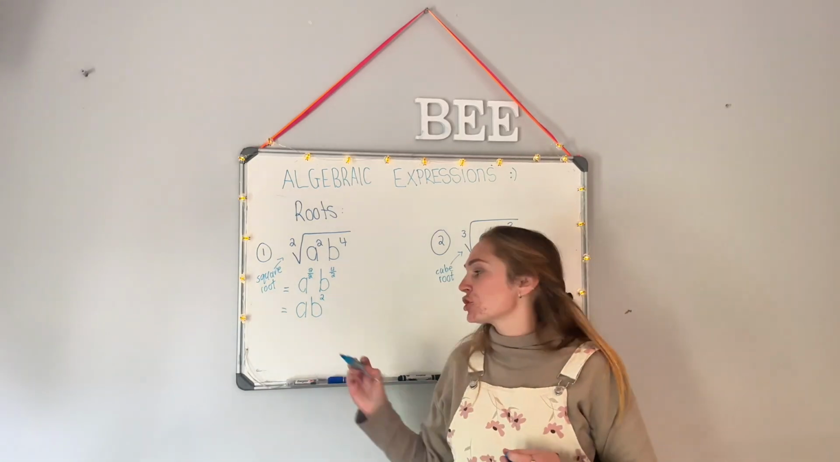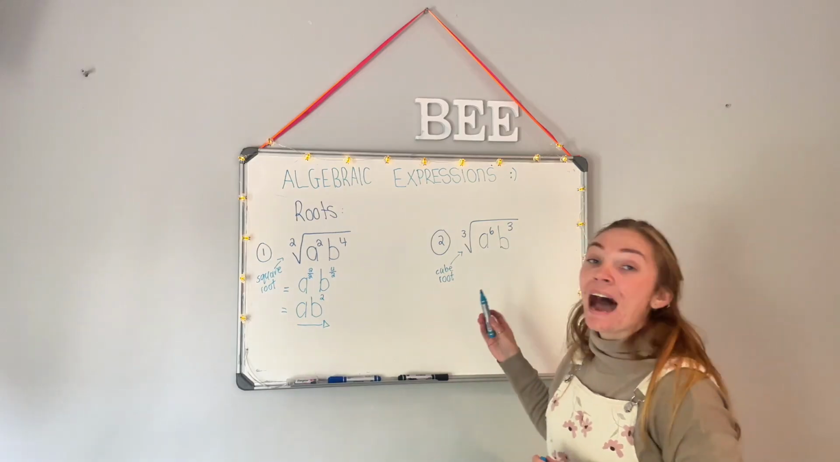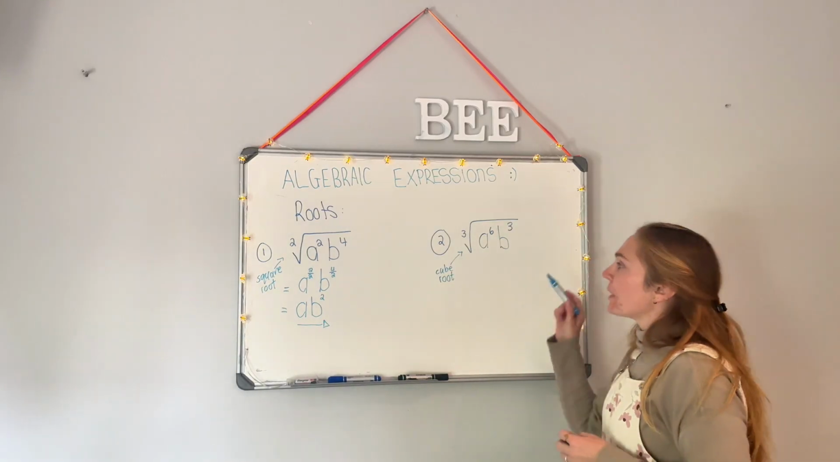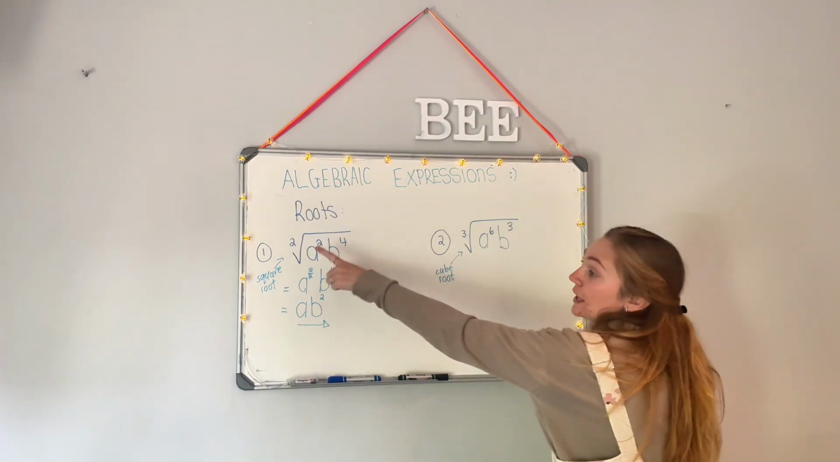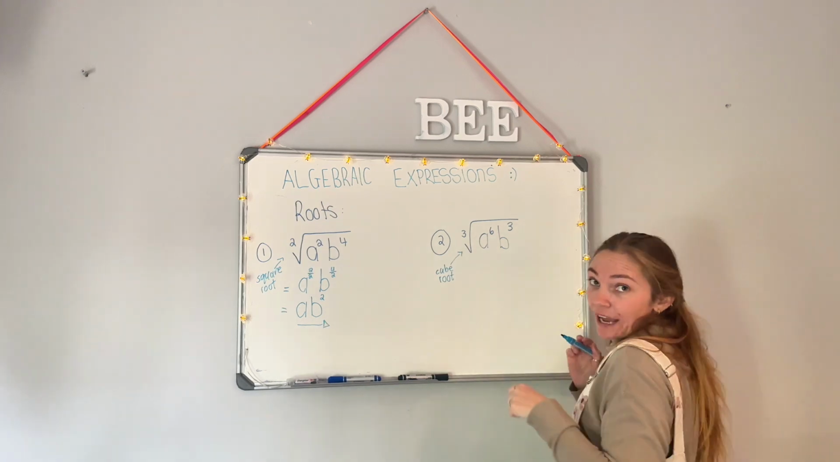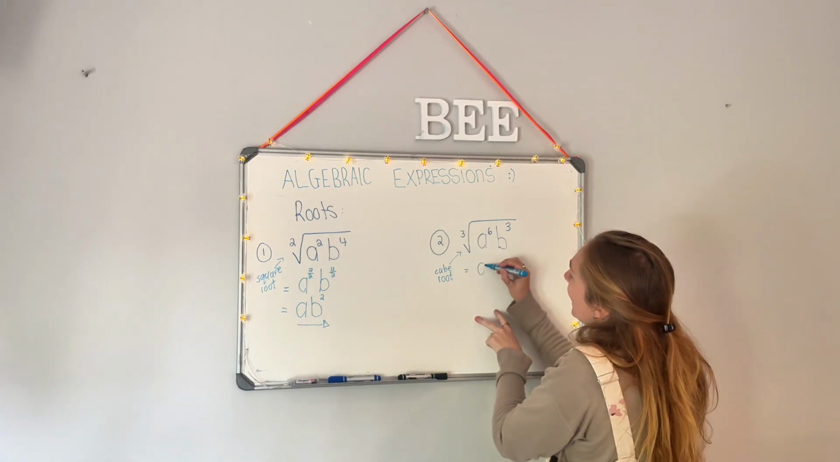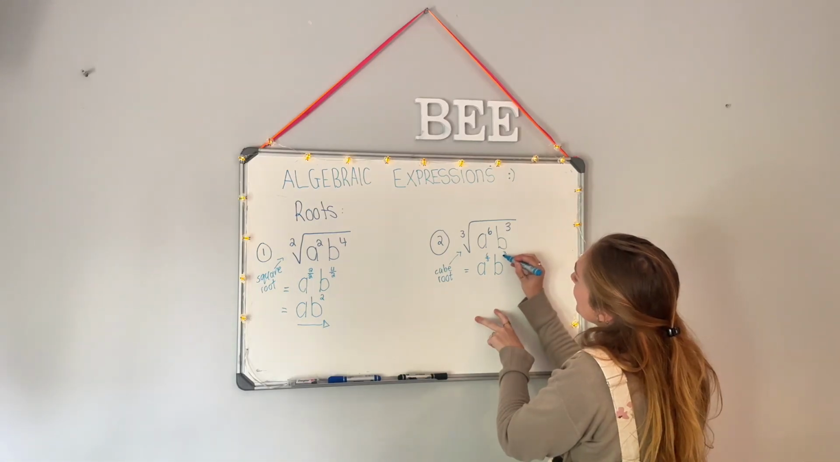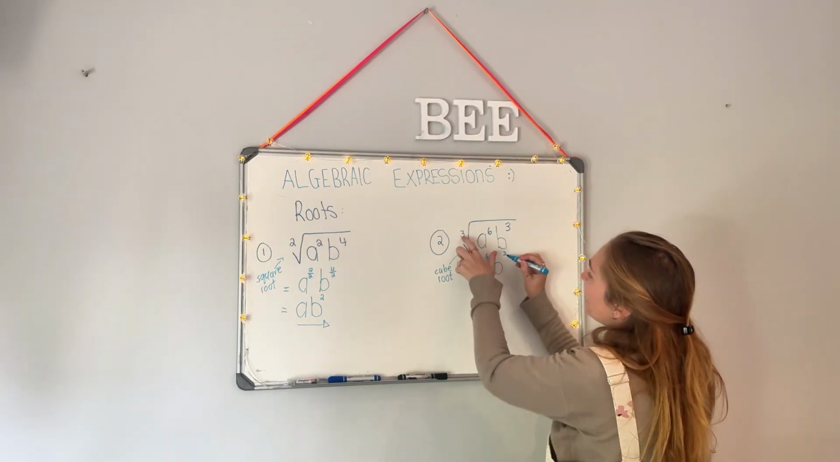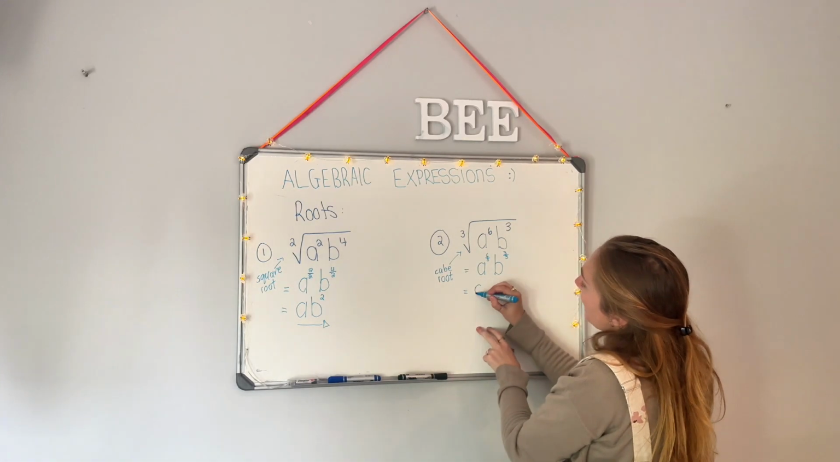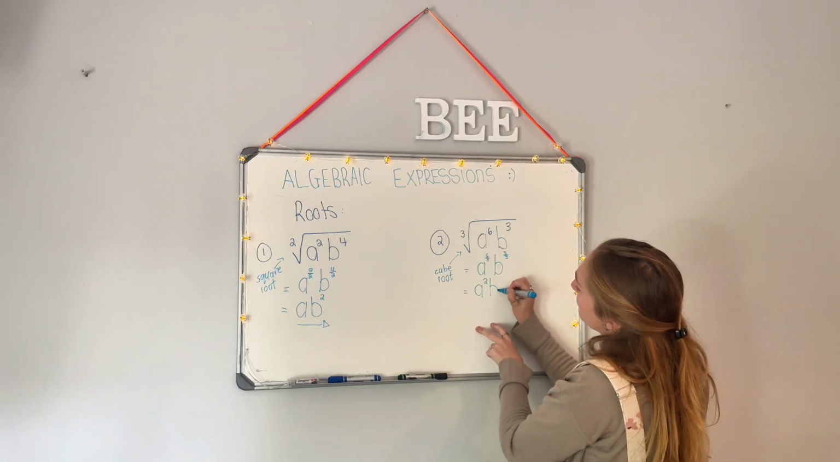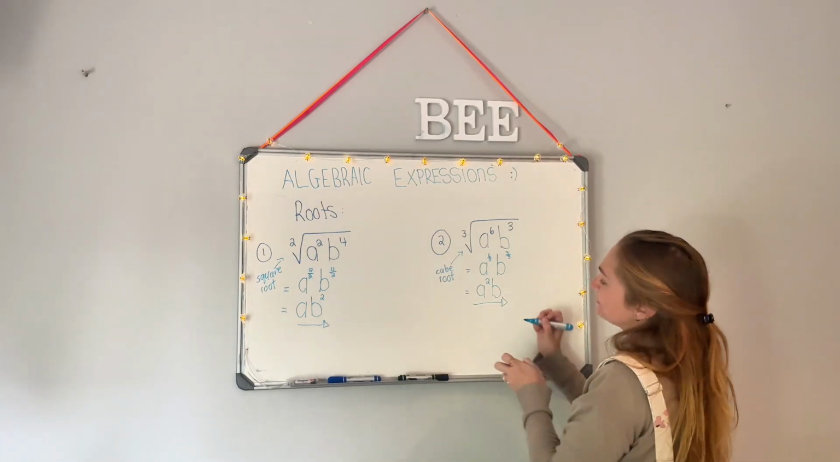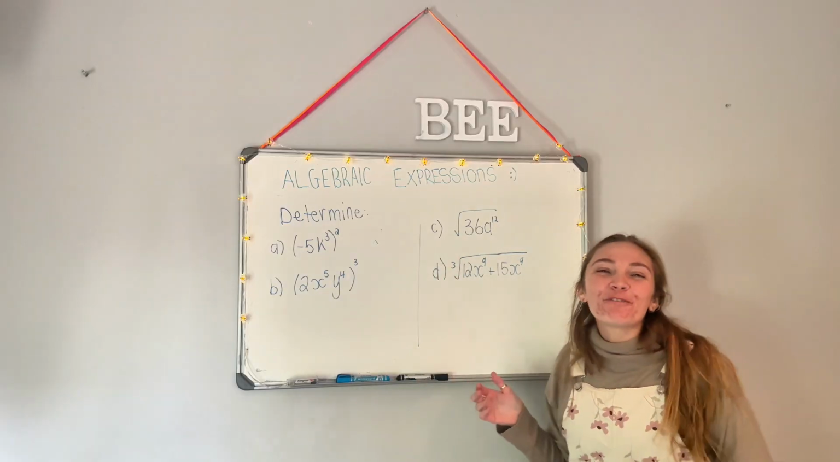So ab squared. Now, let's look at our cube root. Over here, remember our rule says that we divide with the number outside of that root. So I'm going to go a to the power of 6 divided by 3 and b to the power of 3 divided by 3, which gives me a squared b to the power of 1. And that's my answer. Determine the following.